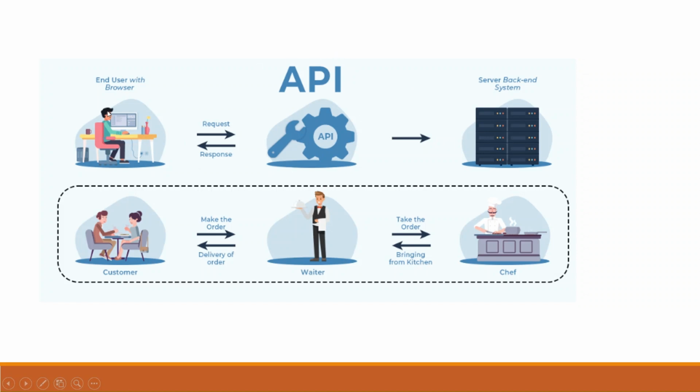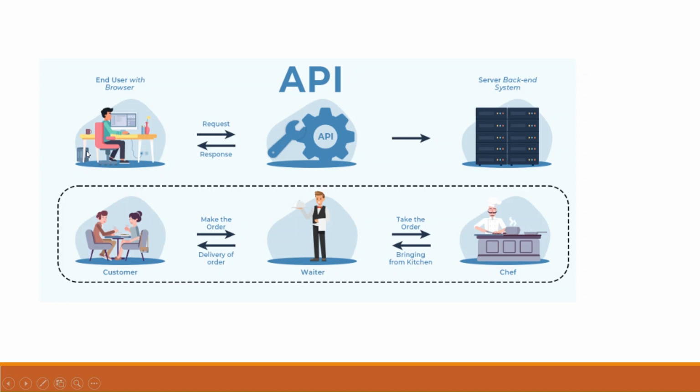So what is happening? The user doesn't know what the backend is and all. He doesn't know anything about that, but whatever he asks for, he gets all those things. And this backend also doesn't know who is taking this. Its work is: whatever the API asks, I have to give, that's it.